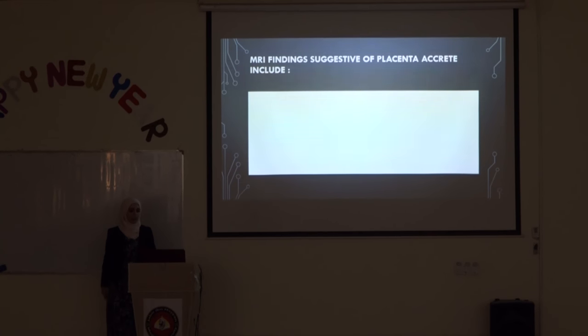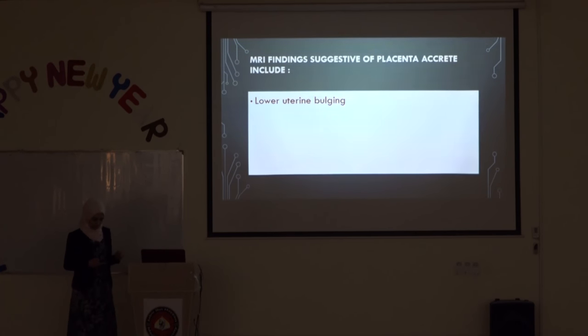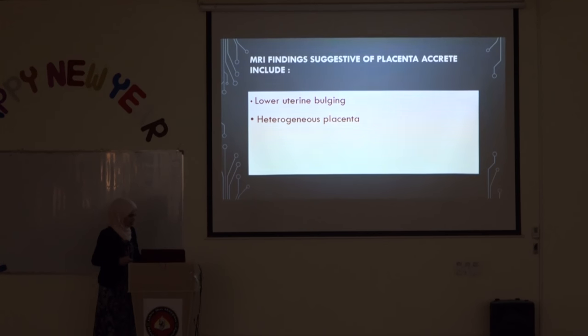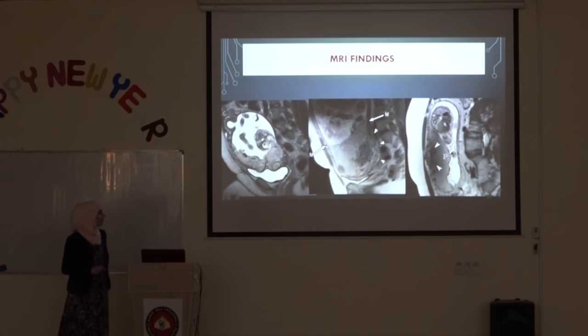Now we come to the MRI findings. What we should see in MRI to diagnose PID. Firstly, lower uterine bulging, heterogeneous placenta, and dark intraplacental linear bands on T2 weighted image. Now we will explain on pictures.